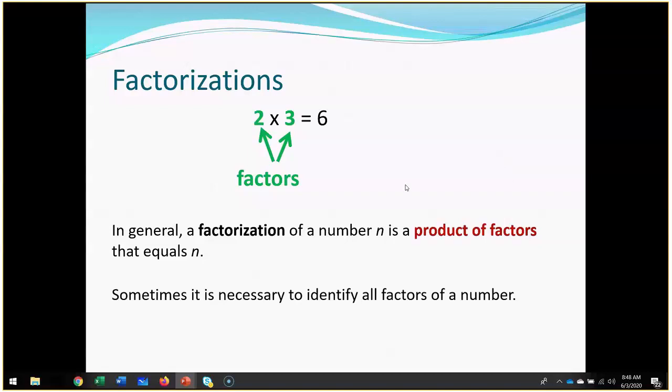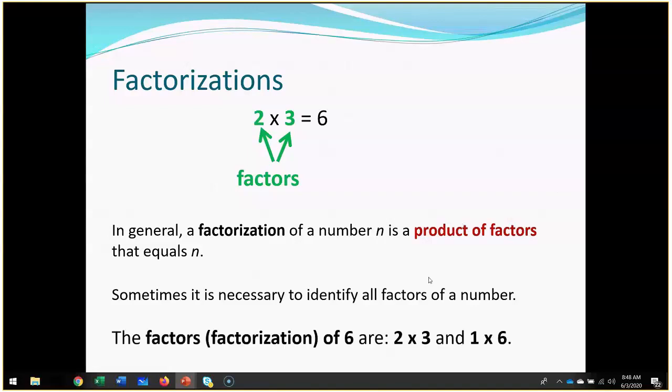So the issue with this is when the number is small, it's not too bad to find all of them. But when the numbers are large, trying to find every single thing that multiplies together to give you a certain answer can be a little bit difficult. So there's a strategy that I'm going to show you that you should use. It helps you systematically find all of them, and it will also let you know when you're all done. Okay, as an example here, besides 2 times 3, those are 2 factors of 6. 1 times 6 would also multiply to 6, so those are also 2 more factors.